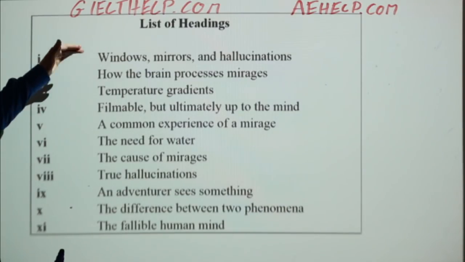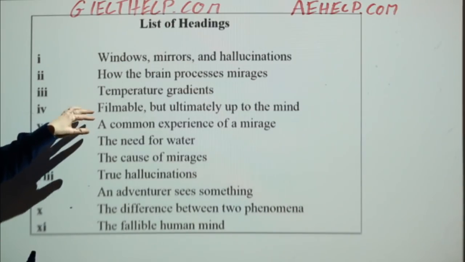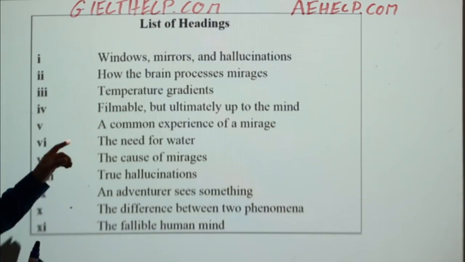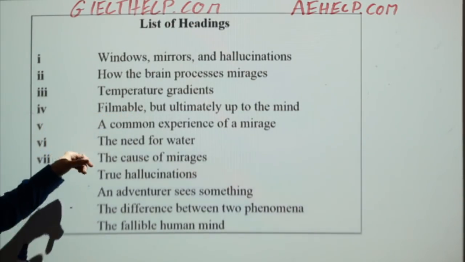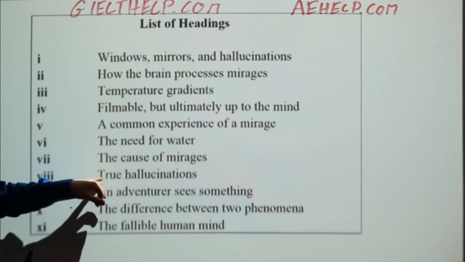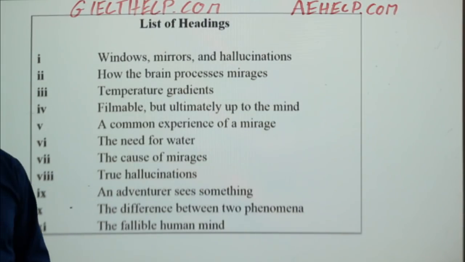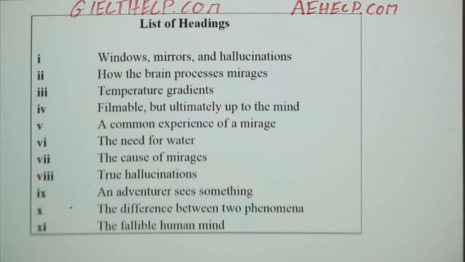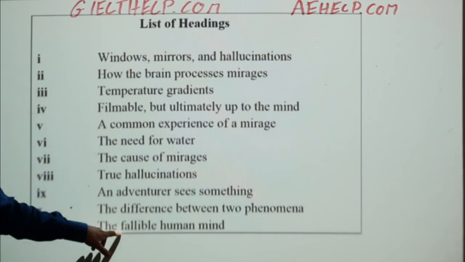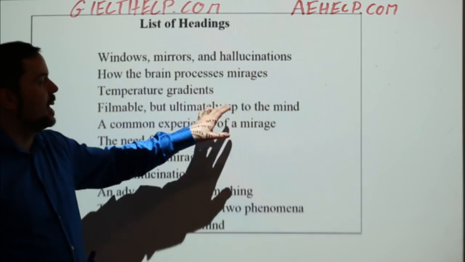So windows, no. How the brain processes mirages, no. Temperature gradients, filmable, but ultimately up to the human mind. Number 4, anybody think that one? Maybe. A common experience of the mirage, the need for water, the cause of mirages, true hallucinations, an adventurer sees something. Answer is number 4, right? Number 4. It's not the fallible human mind. The better answer is filmable, but ultimately up to the mind.